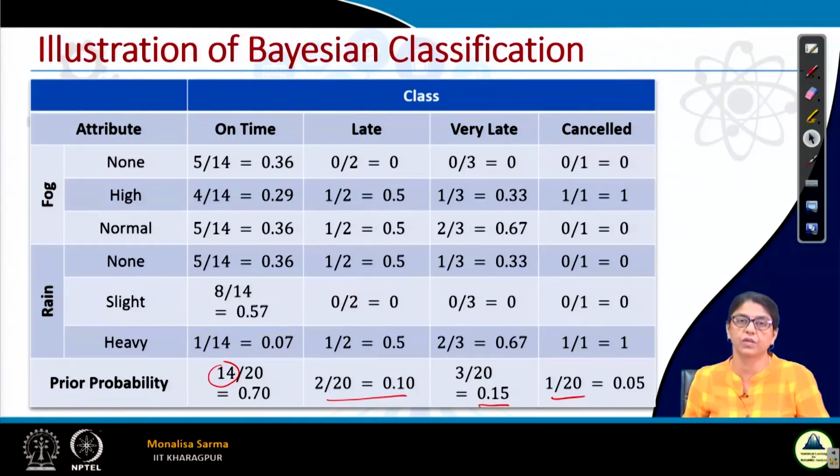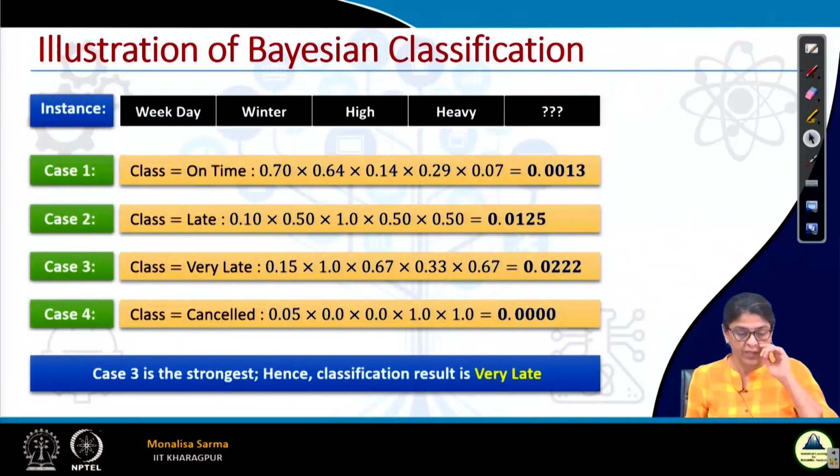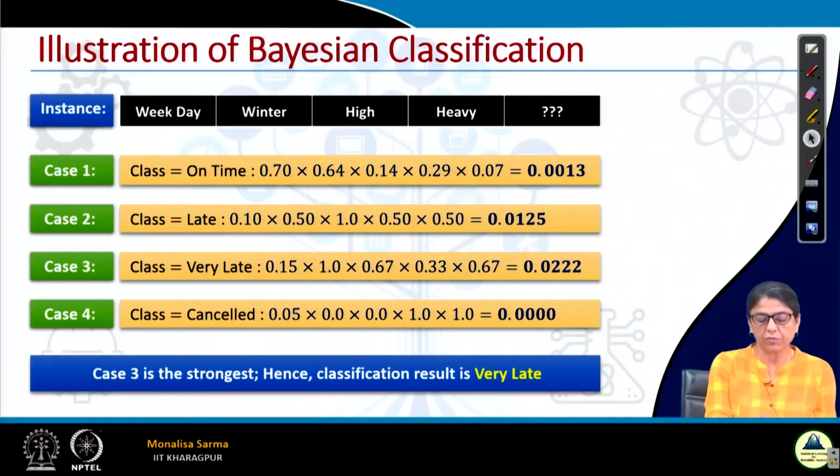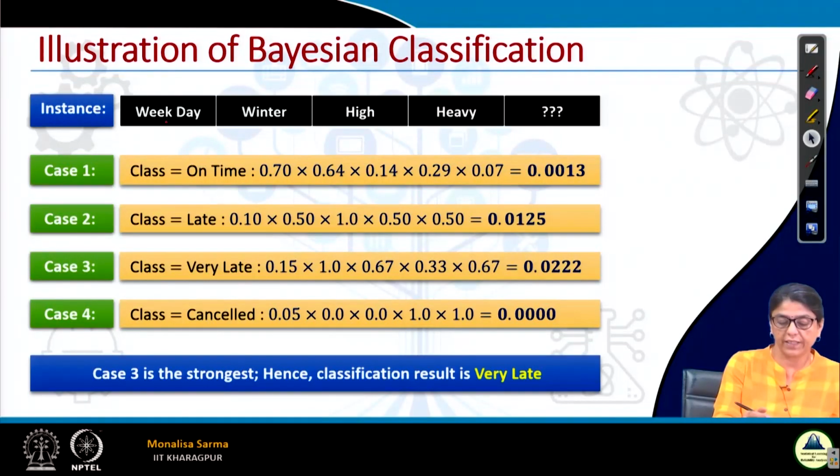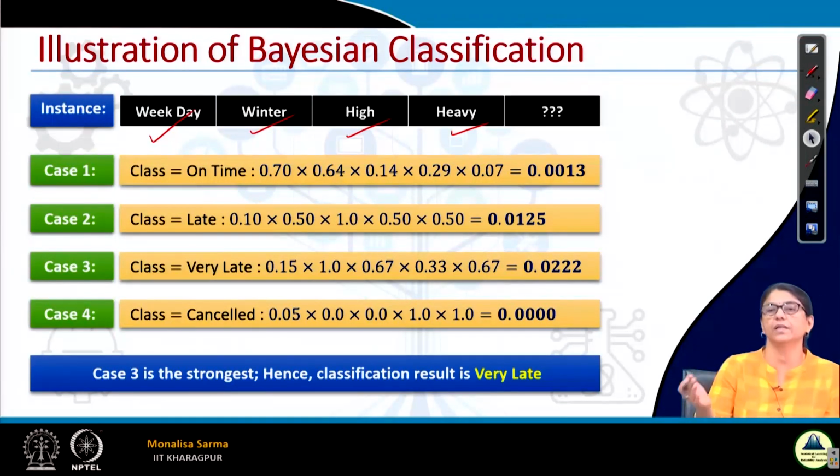Now, the task is just to find out the probability that, given an attribute set, the flight is on time, late, very late, or cancelled. Suppose this instance is given: the day is a weekday, the season is winter, fog is high, and there is heavy rainfall. I have to find out whether the flight has reached on time, late, very late, or cancelled. As I already mentioned, I will find the probability of all the classes, and the class which has the highest probability is the class of that instance.